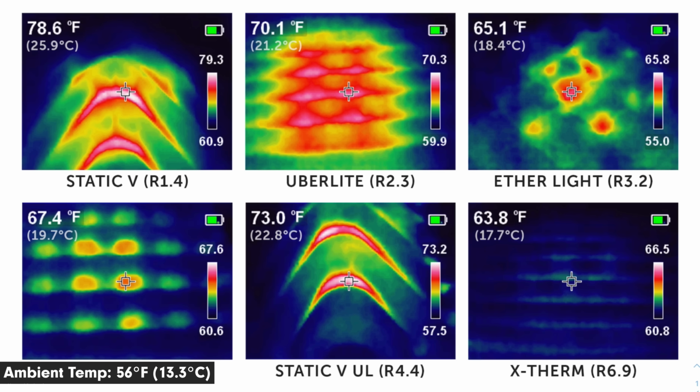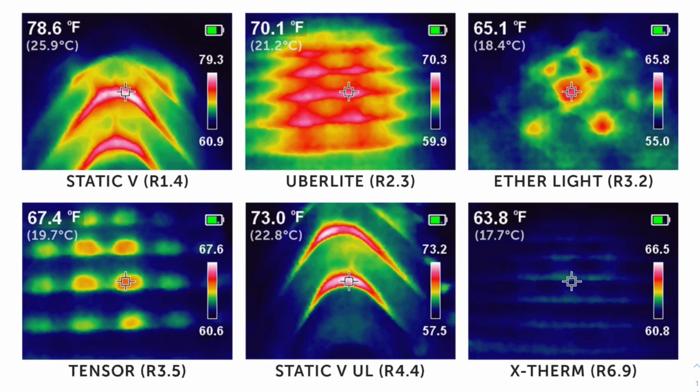And here are the results from each test. Starting in the top left corner, we have the uninsulated static V, which you can make out the V-shaped air chambers here, with the hot spot being between those two chambers, and after 2 minutes, it hit a maximum temperature of 78.6 degrees Fahrenheit. After that, in the middle at the top, we have the Uberlight, which is an R2.3, and you can see the hot spots for that one passing through between the baffles, but that one still did pretty well at a maximum temperature of 70.1 degrees.